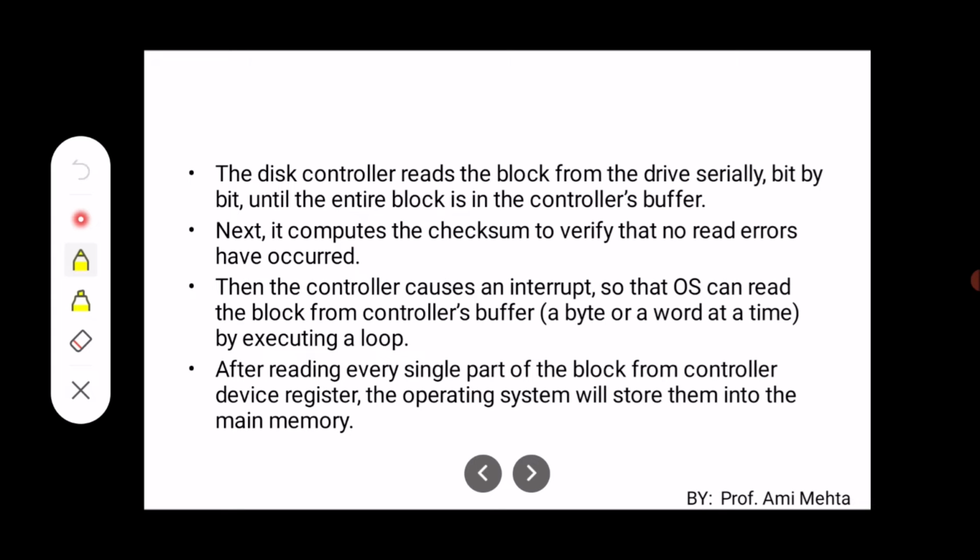Then the controller causes an interrupt so that the operating system can read the block from the controller's buffer by executing a loop. After reading every single part of the block from the controller device register, the operating system will store them into the main memory.